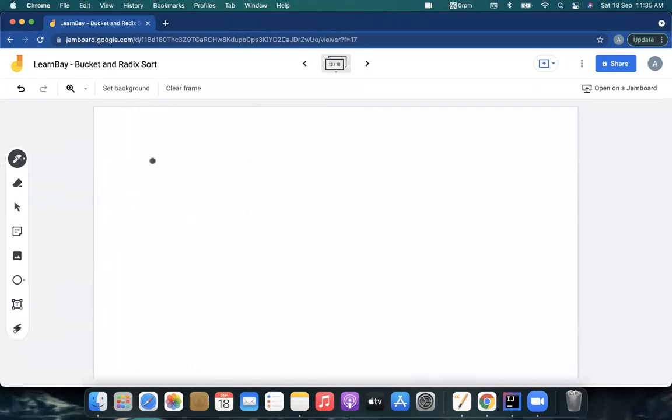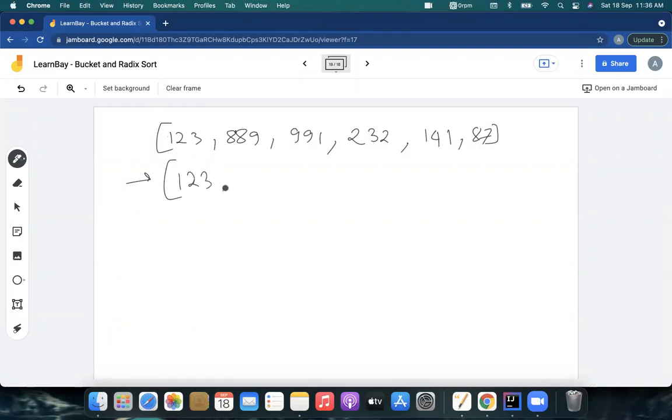Okay. Let's take another example. If you are following, what you can do is write the answer of each step. It will be good interaction. So let's say again, these are the numbers: 123, 889, 991, 232, 141, 87. So let's say we want to sort this. Firstly, we convert this into a similar digit array, right?